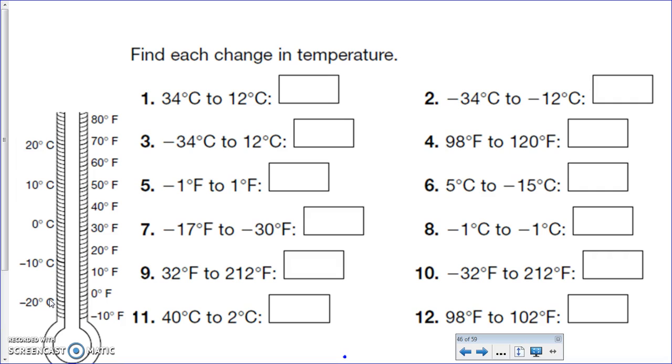For number 1, we have 34 degrees Celsius to 12 degrees Celsius. Since we're not crossing over the 0, all we have to do is subtract the smaller number from the larger number. So 34 minus 12 gives us a change of 22 degrees Celsius. For number 2, we have negative 34 degrees Celsius to negative 12 degrees Celsius. Again, we're not crossing over the 0 marker, so we take the 34, we subtract 12 from it, and we get the same change in temperature, 22 degrees Celsius.